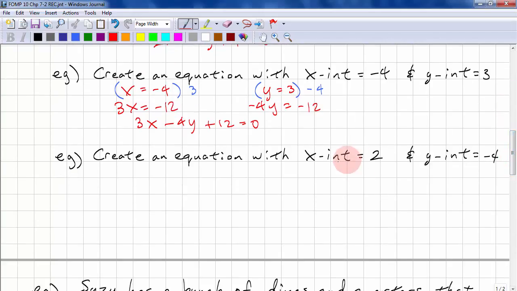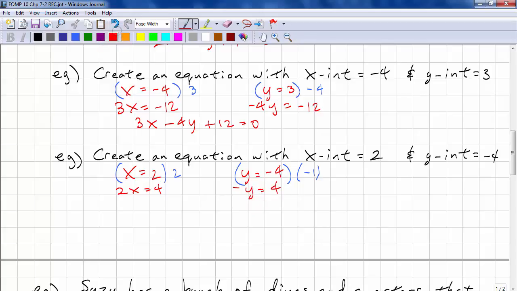Let's try it one more time. Create an equation with x-intercept equals to 2 and a y-intercept equal to negative 4. So we have x equals 2 and y equals negative 4. This time, we simply have to multiply this one by 2, and we have to multiply this one by negative 1. So we have 2x equal to 4 and negative y equal to 4.